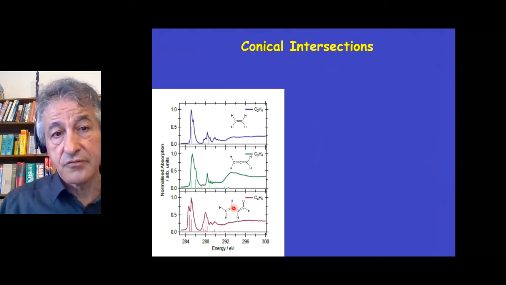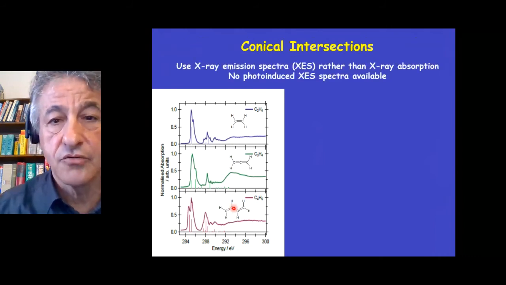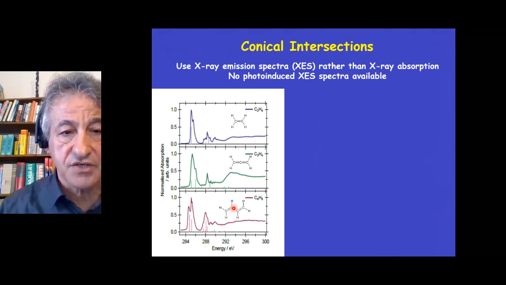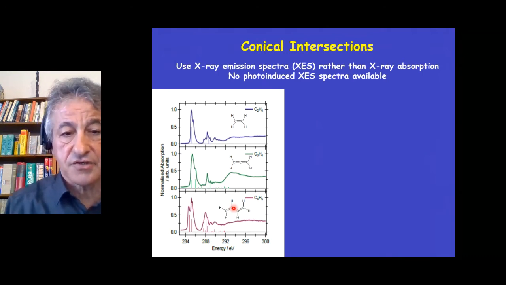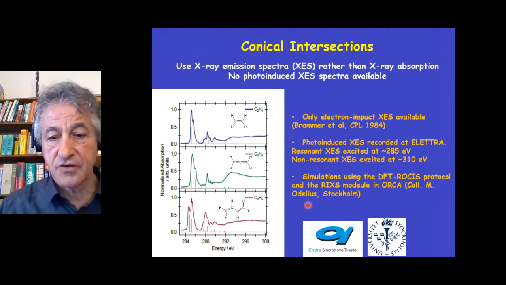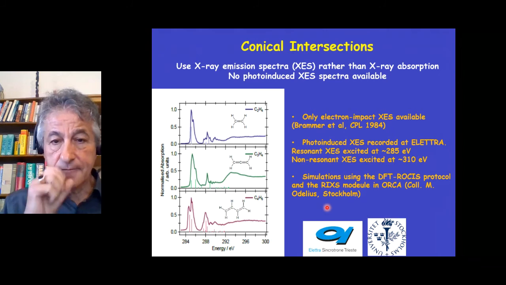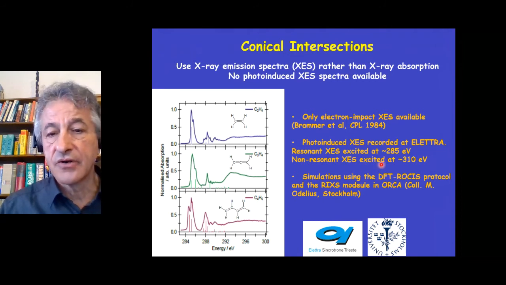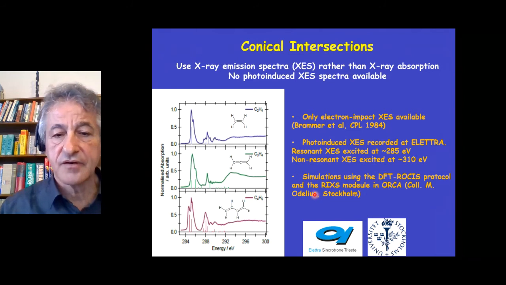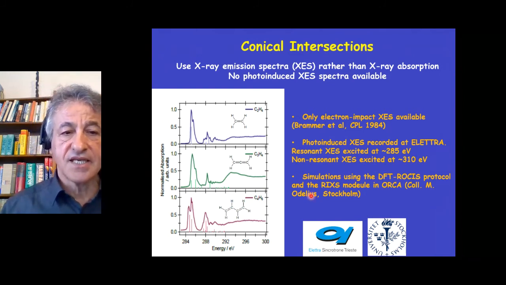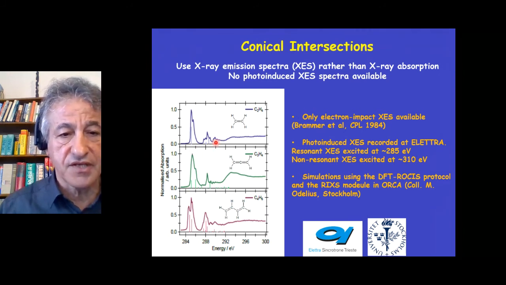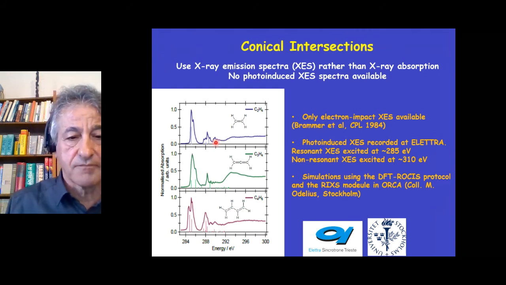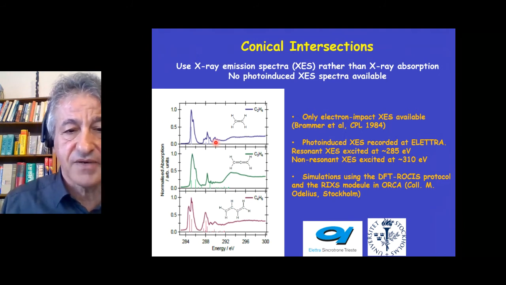And paradoxically, to our great surprise, there was no photo-induced X-ray emission of these molecules available in the literature. So we embarked on studying them in collaboration with a team at Elettra, where we excited both resonantly, so at the white line, or non-resonantly around 310 eV in the continuum to get the emission. And then the simulations were done by the group of Michael Odelius in Stockholm. And the idea was, okay, we do away with all these continua and we just have the emission lines, which would help us in pinpointing the C plus C minus pair better.